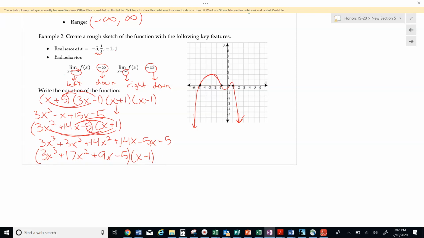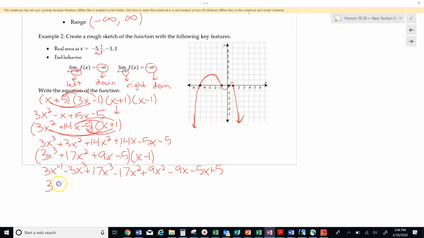Last multiplication. So I'm doing this one times this one. That's 3x to the fourth. This one times this one, minus 3x cubed. This one times that one, plus 17x cubed. This times this, minus 17x squared. This times this, plus 9x squared. This times this, minus 9x. This times this, minus 5x. This times this, plus 5.